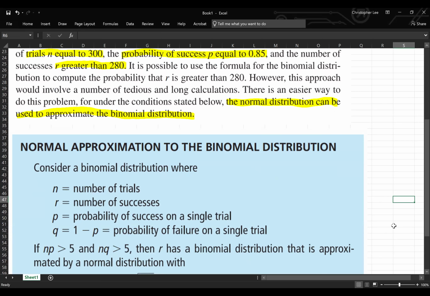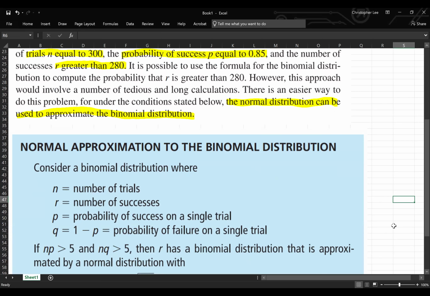So we have our normal approximation to the binomial distribution. Consider a binomial distribution where n is our number of trials, r is our number of successes, p is our probability of success on a single trial, q is our probability of failure, which is written as 1 minus p, right, on a single trial. Now, here's what's key, right?